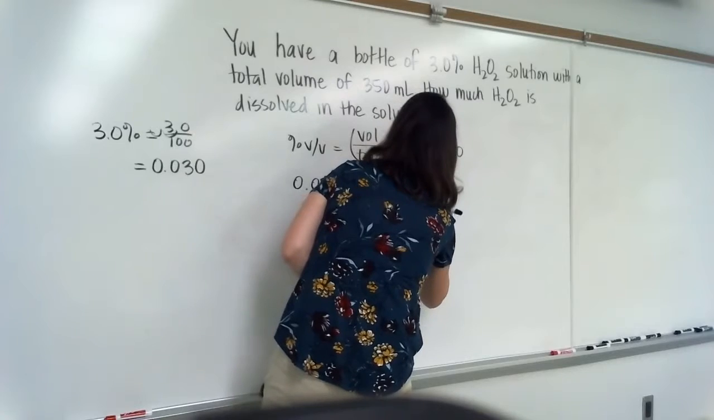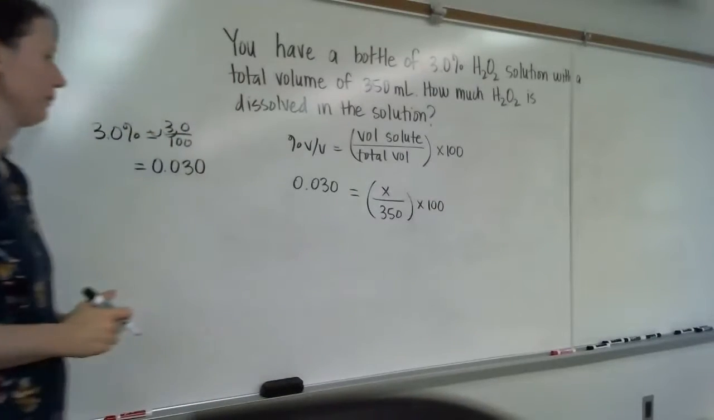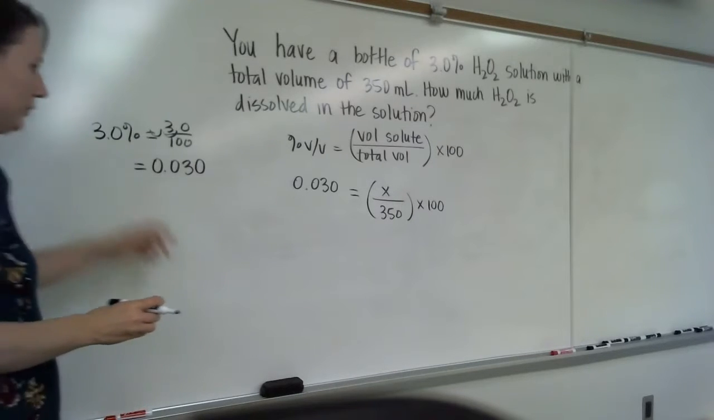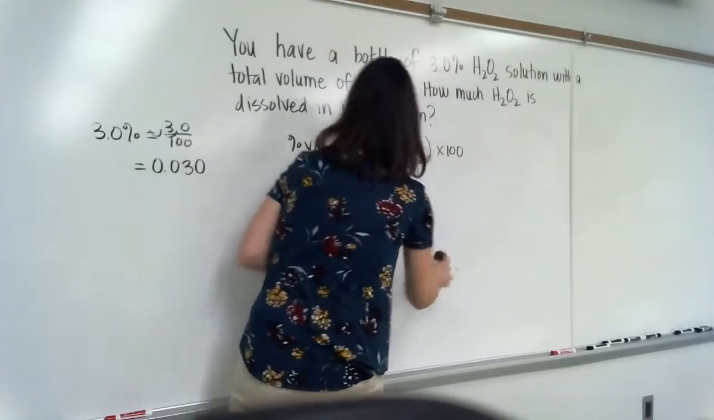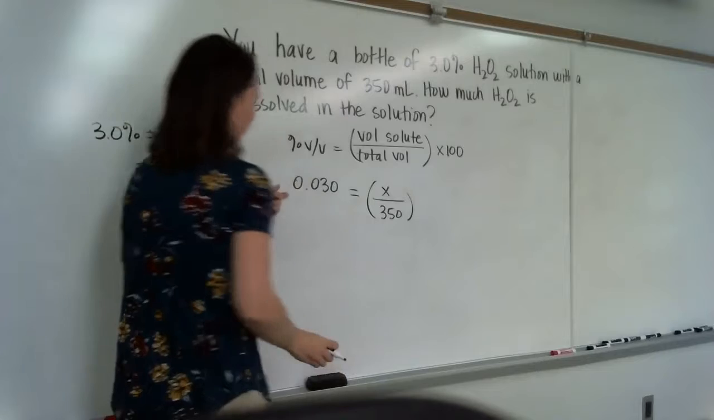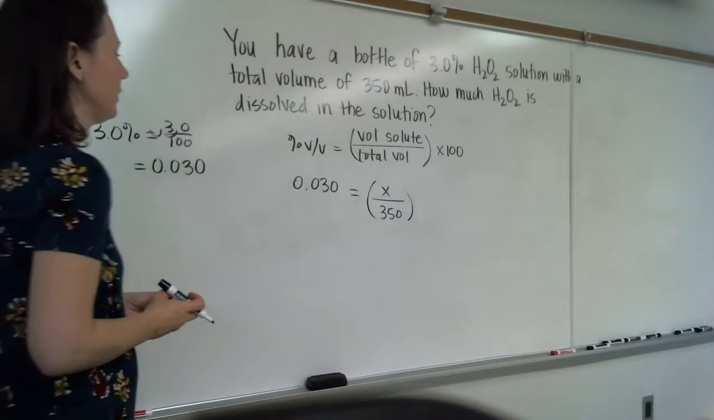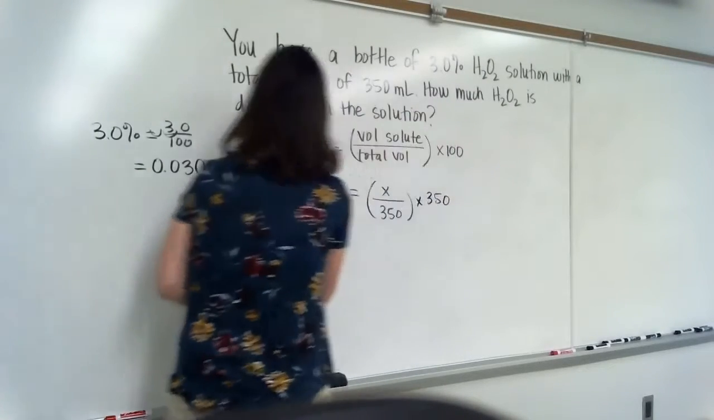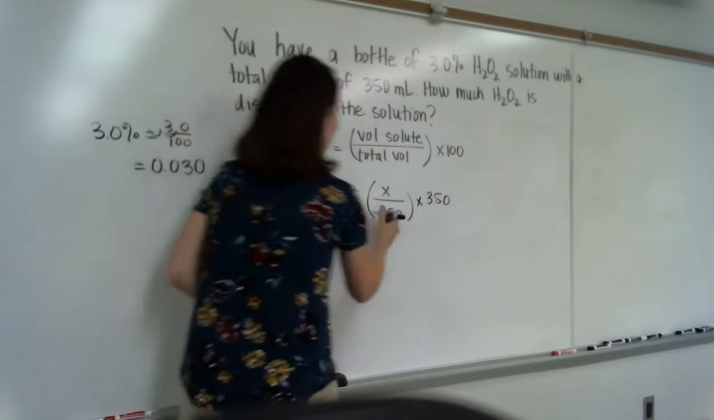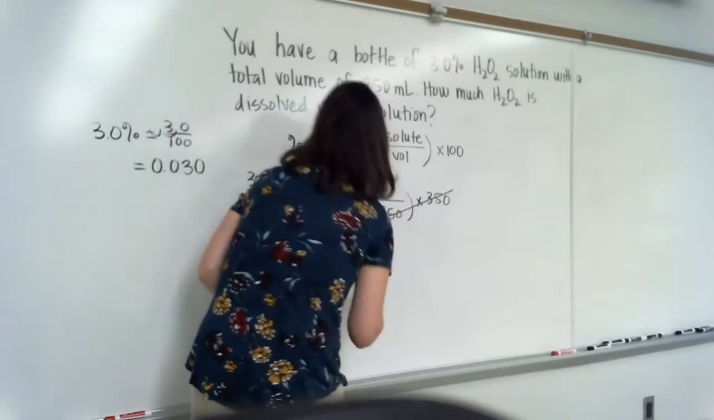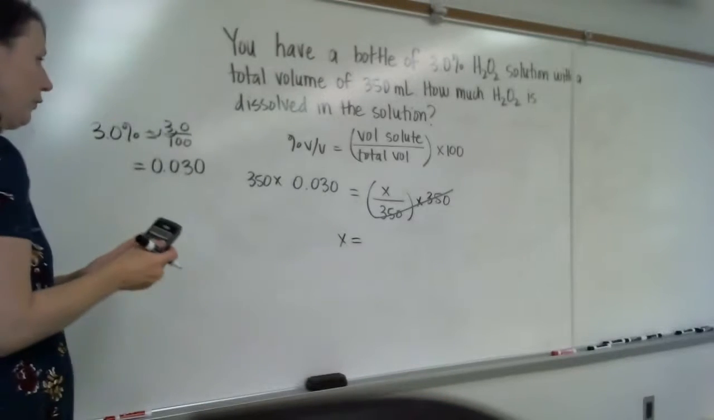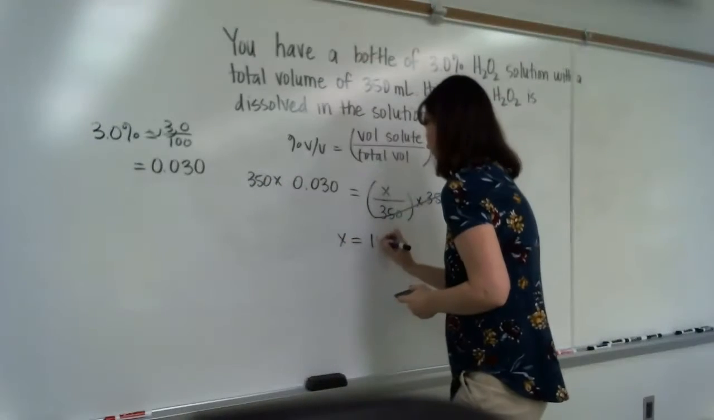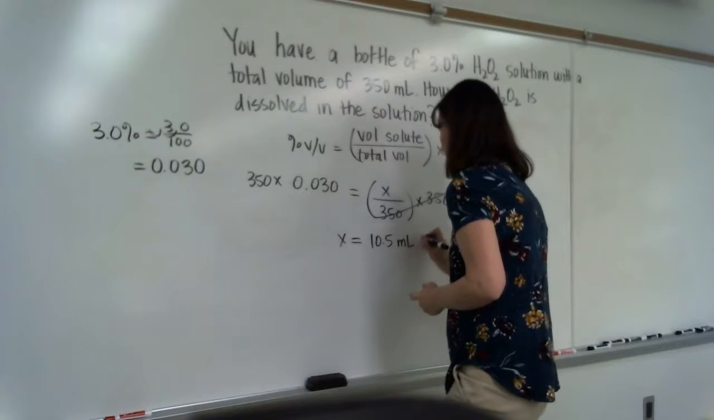Now don't forget that this is being multiplied by 100. So the first thing we have to do, we've technically already done that, so I can drop this part. We've already divided by 100, so we don't need this times 100 anymore. All right, so to get x by itself, multiply both sides by 350. So x is equal to 0.03 times 350. That's 10.5. And my unit would be milliliters.